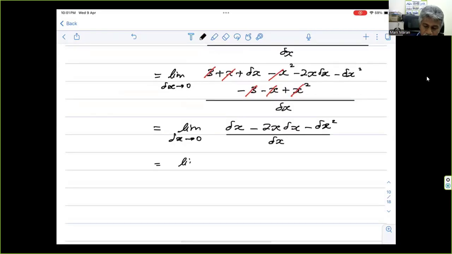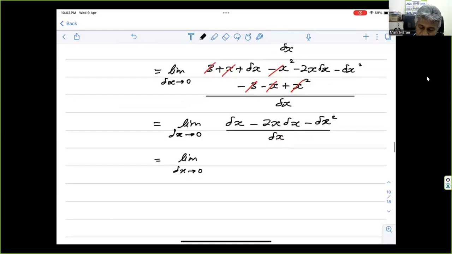Okay, so this will be equal to the limit as delta x approaches 0. Every term here, you are going to divide by delta x. The front term divided by delta x will give you 1. Here delta x will cancel. Here you'll get delta x squared divided by delta x, which gives you delta x. So you'll get 1 in front, and then 2x, and then minus delta x.